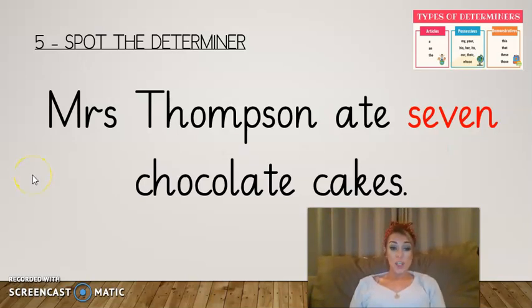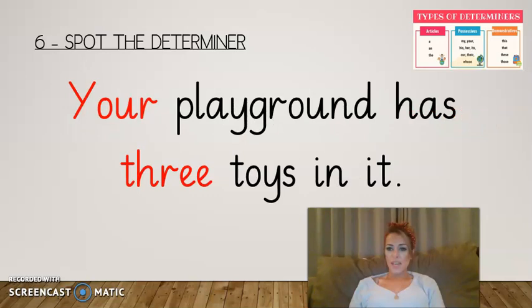When your parents or carers ask you what you did in your SPAG lesson today, you can say, oh, I learned about quantifying determiners, and they'll think, oh my goodness, you're brainy. Go. Number 6. Your playground has 3 toys in it. So I've looked for my nouns, playground, the word before, and toys, the word before. So this one here, your playground, which playground? Your playground. That is a possessive determiner because it tells us who possesses or who owns the playground. This one here is another quantifier because it tells us about the quantity or number of toys.